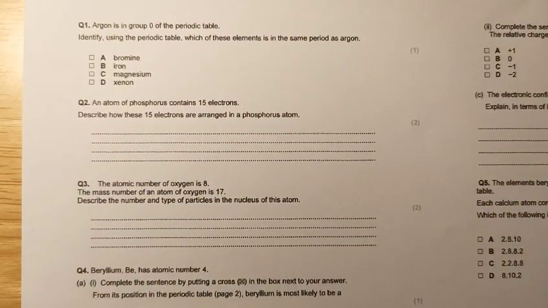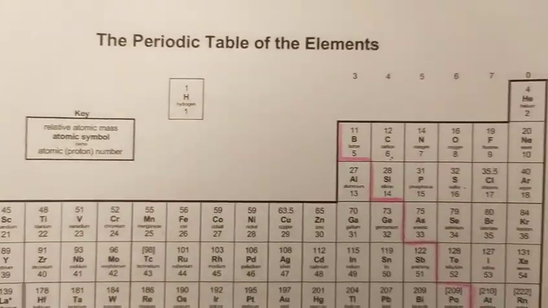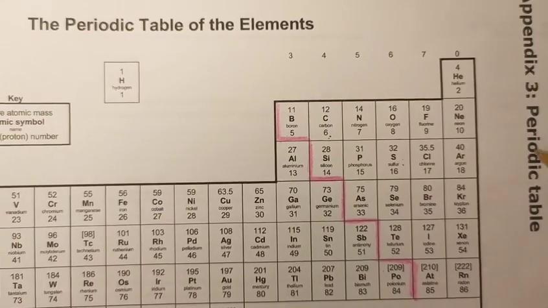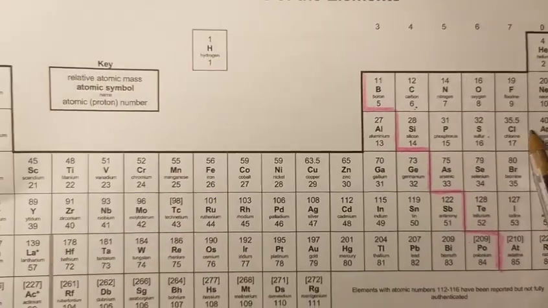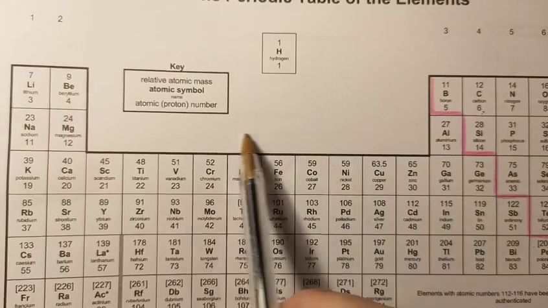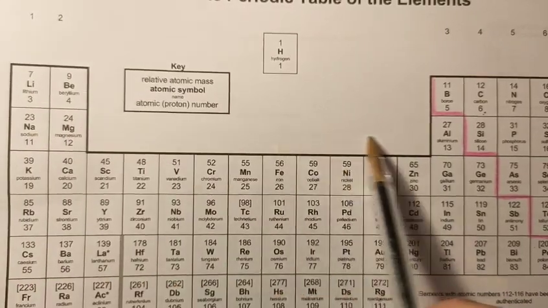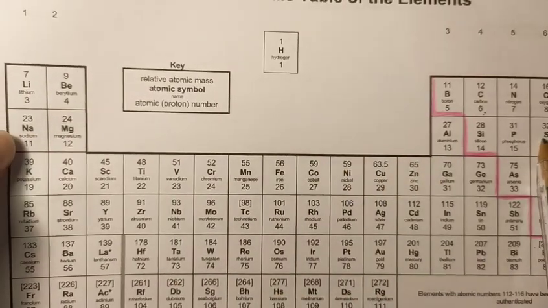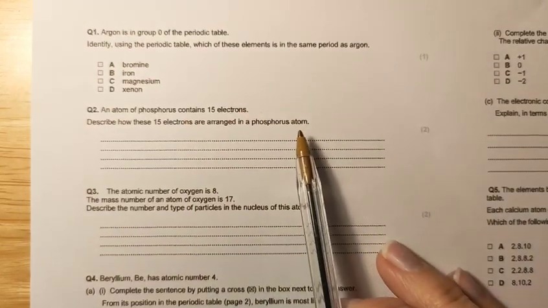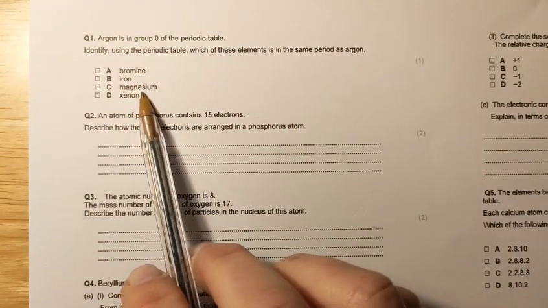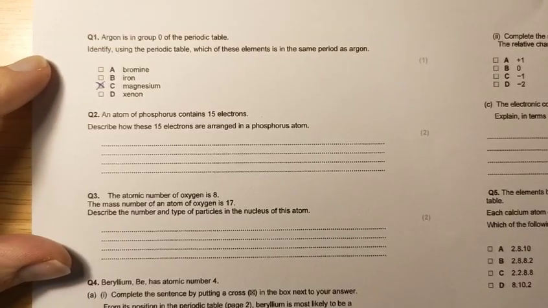So we're looking for argon. So we're finding argon in here. Argon is there. So it's anything along this same row. So if we have a look, it's sodium and magnesium. Have we got any of that? Bromine, iron, magnesium. It must be magnesium. Okay, so we're going to be putting a cross in that one.